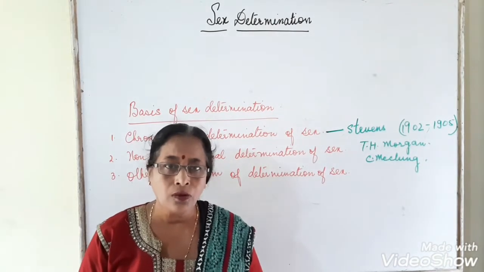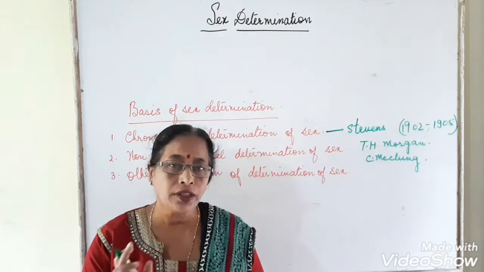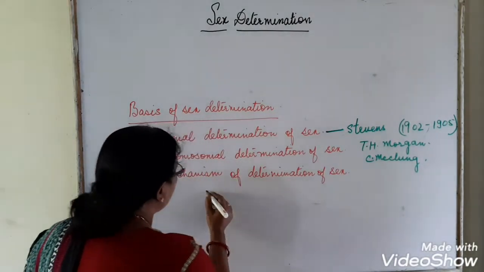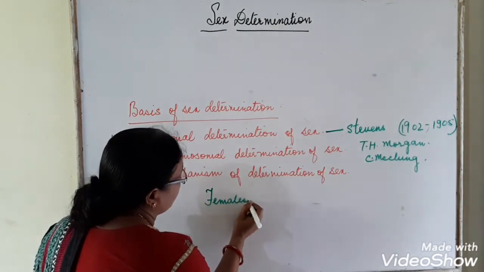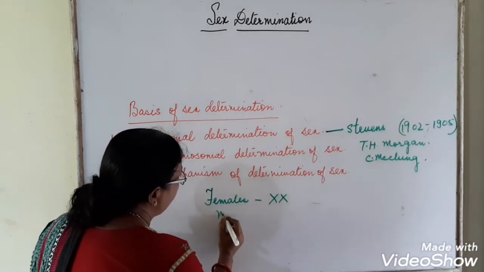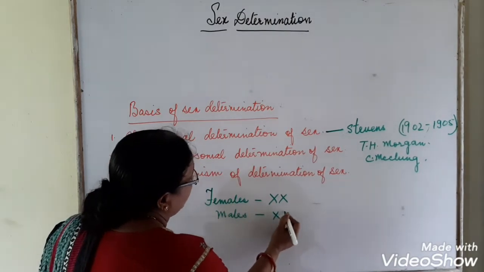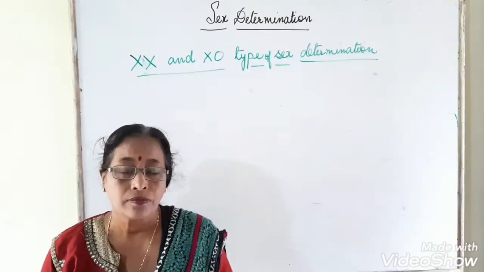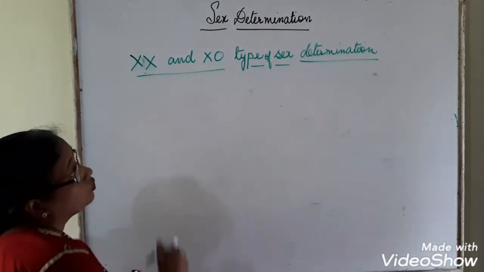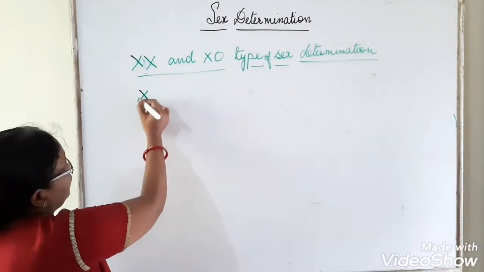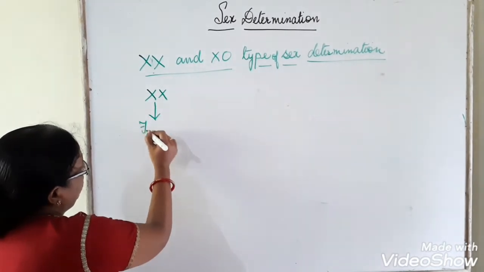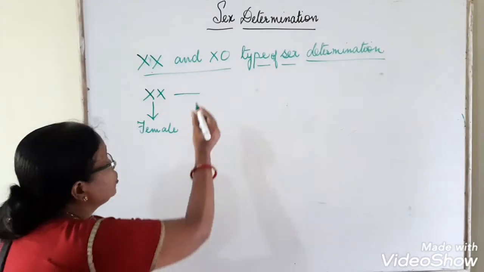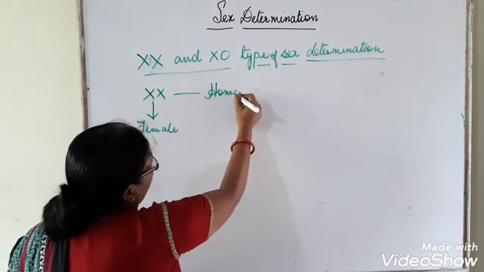In certain insects and roundworms, the female has two sex chromosomes, that is 2 X chromosomes, and the male has 1 X chromosome. So it is designated as the females XX, and the males have got XO type of chromosome. So this is XX and XO type of sex determination. Here XX, that is the female, produces one type of gamete only. So the females are homogametic.